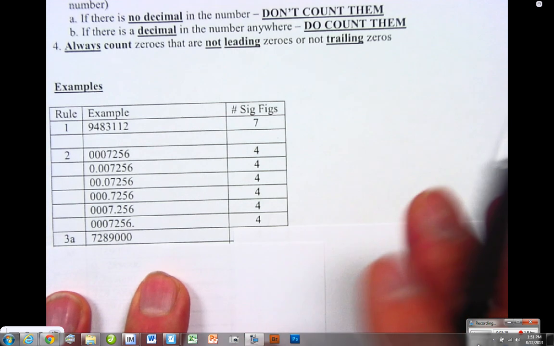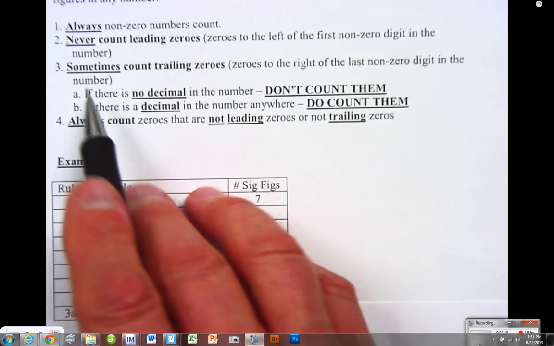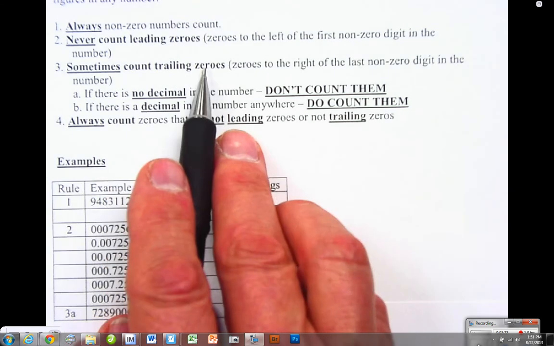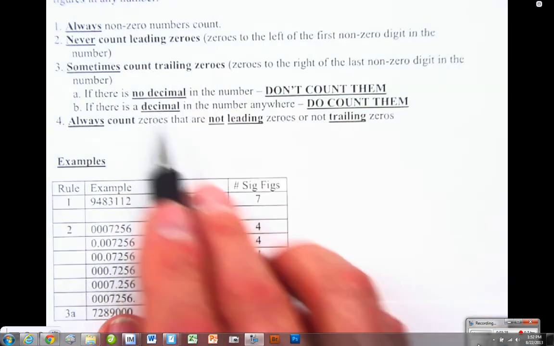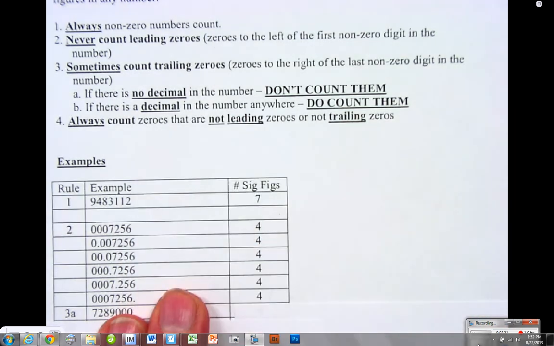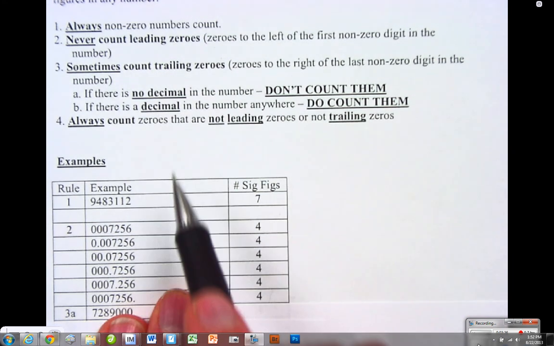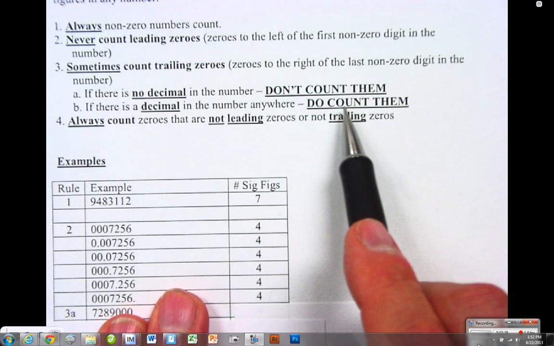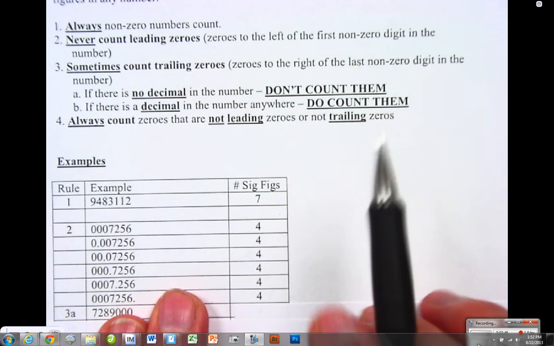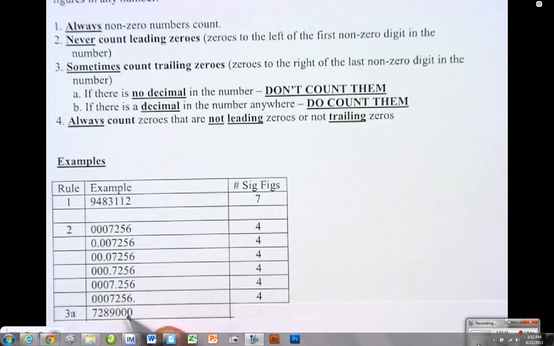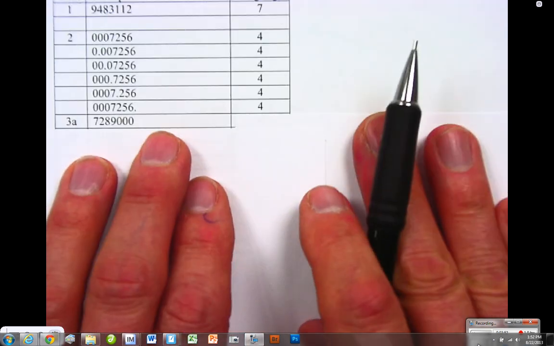Okay, and here? Ooh, trailing zeros. Now we got to look at the rule for trailing zeros. This is rule 3A. Sometimes we count trailing zeros. Zeros to the right of the last non-zero digit in the number. So, what makes them count? No decimal, no county. Get a decimal, we get to county them. So, these guys don't count if they have no decimal. So, are these 3 zeros going to count or not? Nope, they do not count. So, how many sig figs?